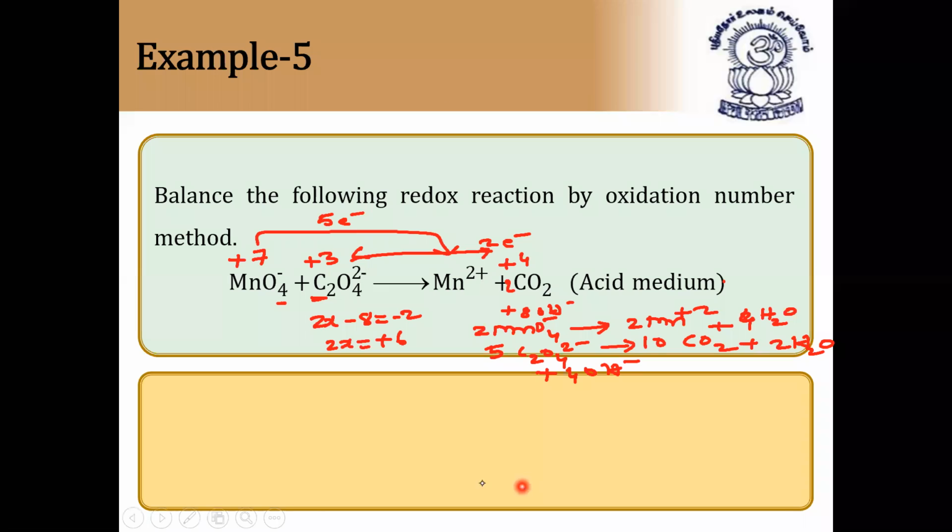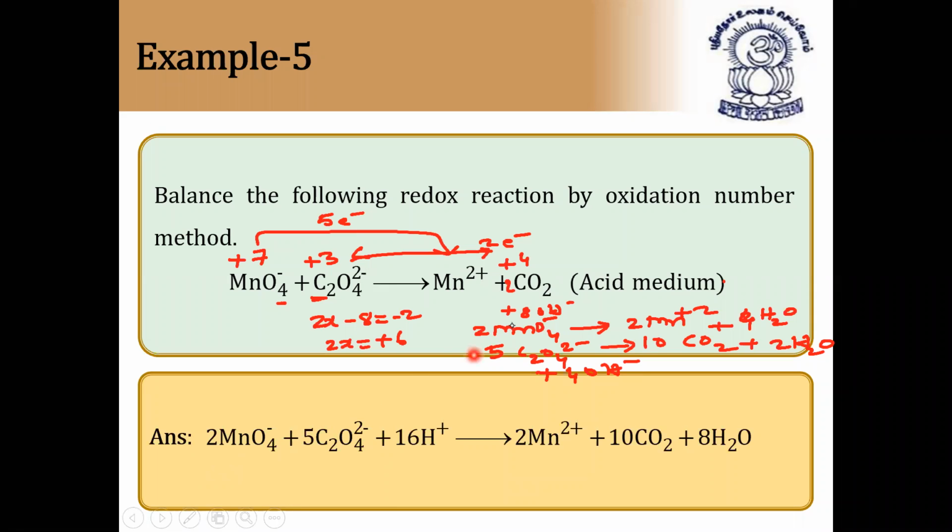Please see here. Yes, 2MnO4 minus, 5C2O4 2 minus, as I told you, 16H plus, because we have to multiply with 2. So we have to write the electrons also, 16H plus, and this becomes acidic medium. Since we have done acidic medium, actually this should be acidic medium. I thought it is basic medium. So, mistake.